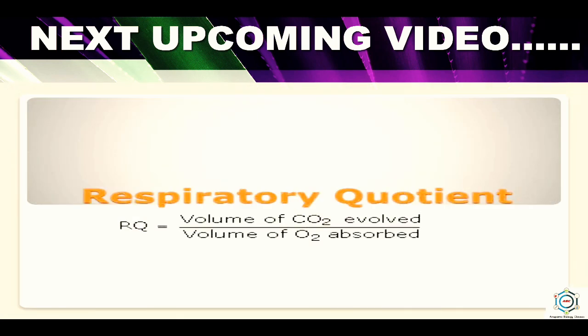So this is the end of the video, in which we learned about the electron transport system and the mechanism of oxidative phosphorylation, including the chemical coupling hypothesis, the conformational coupling hypothesis, and the most important, the chemiosmotic coupling hypothesis. Then the difference between glycolysis and the Krebs cycle, the differences between the Krebs cycle and electron transport chain, and the last one is the significance of the tricarboxylic acid cycle. The next upcoming video will be on the respiratory quotient.